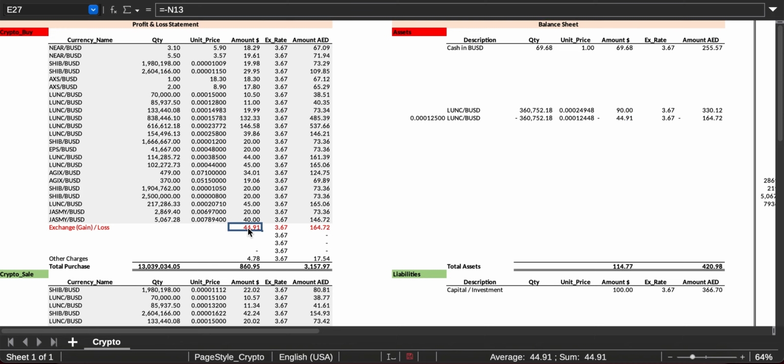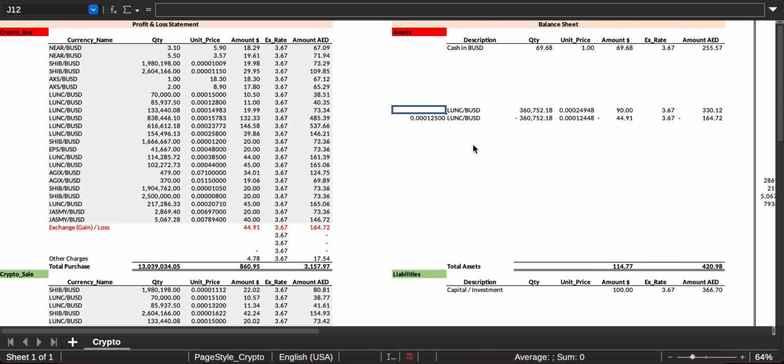This is my loss. Okay, it reduced the value of the asset, so I write it here as an exchange gain loss. Okay, this is exchange gain loss because I bought this currency at 0.000249, and now the current rate is 0.000125. So what will you do when you buy any currency?